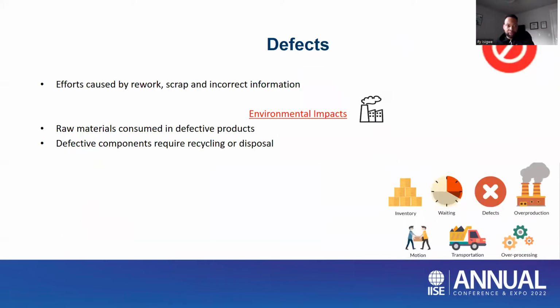So defects, basically you have rework or scraps that you find in the process. And if you have a lot of scraps being produced, you need much more raw materials, and they are mostly consumed in making a defective product. And also these defective products you end up having to dispose of, which is more materials disposed than needed, and that affects the environment.